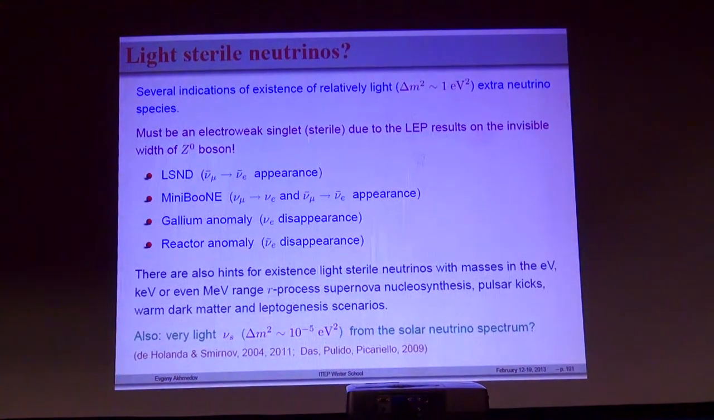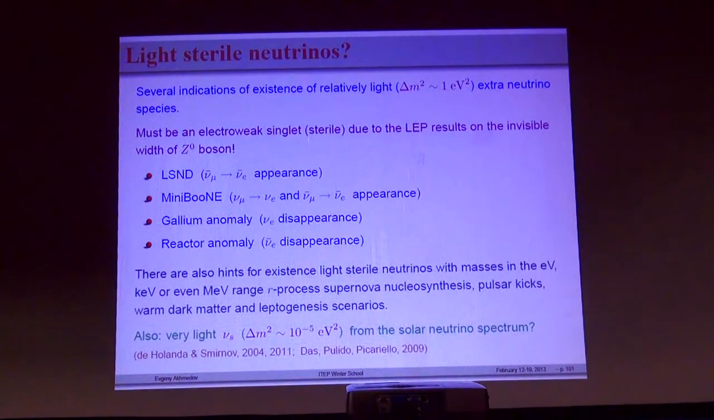Okay, now there are some hints that this may not be the full story, that there exists yet another light neutrino species with mass of the order of one electron volt, coming from a number of experiments like LSND, MiniBooNE, and more recently from the gallium anomaly and the so-called reactor anomaly. And I don't have time, unfortunately, to discuss all this.